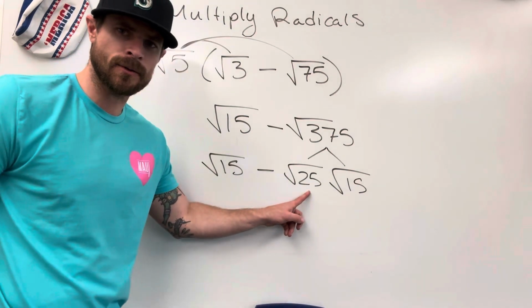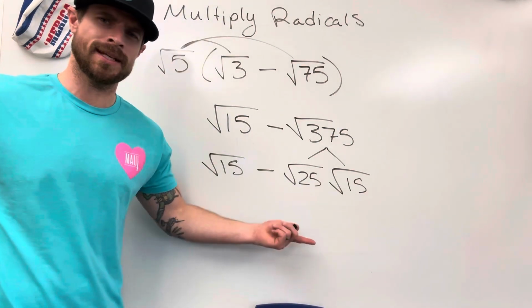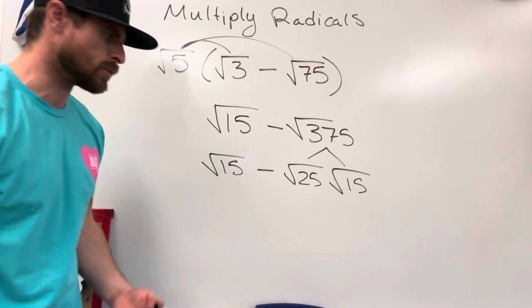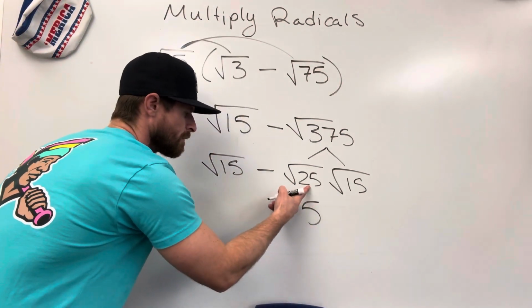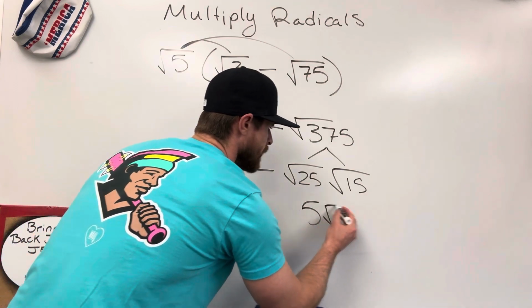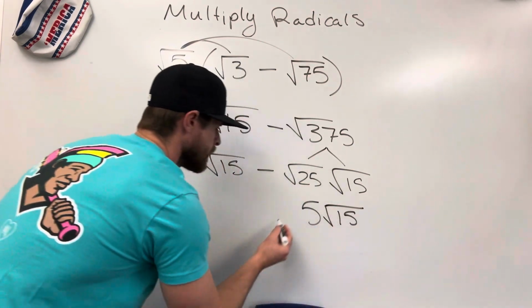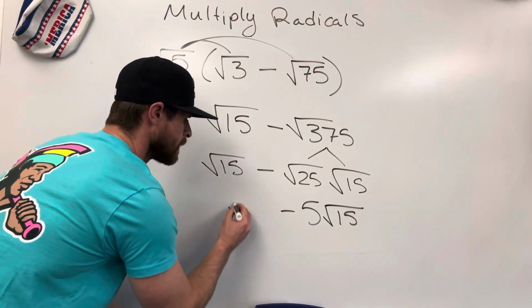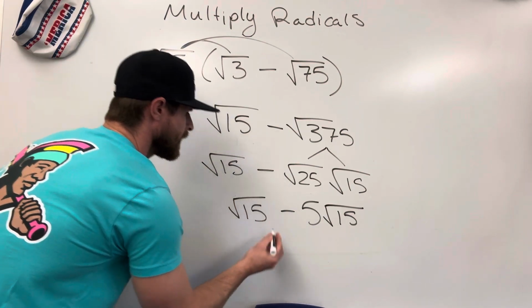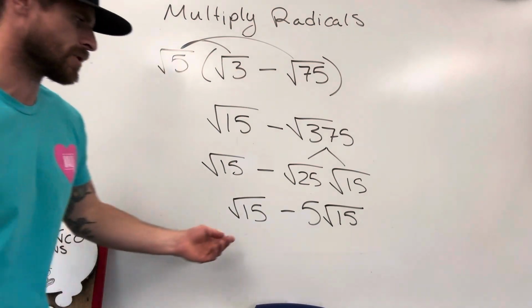Well, look at that number right there. Square root of 25. You would never leave that as a square root of 25. You would simplify that to 5 because 5 times 5 makes 25. So now this is 5 root 15. It's a negative, remember. And then we're going to bring this one down. So now we're no longer multiplying, now we're adding and subtracting these values together.